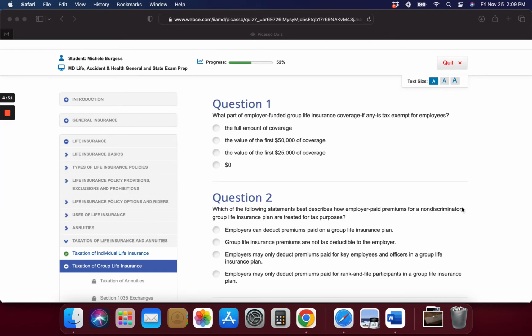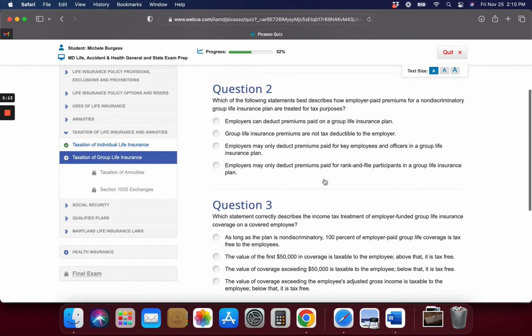Okay, so this one's going to be kind of short and sweet. Here are our 4 questions. What part of the employee-funded group life insurance coverage, if any, is tax exempt? I'm going to say 0 or the full amount.